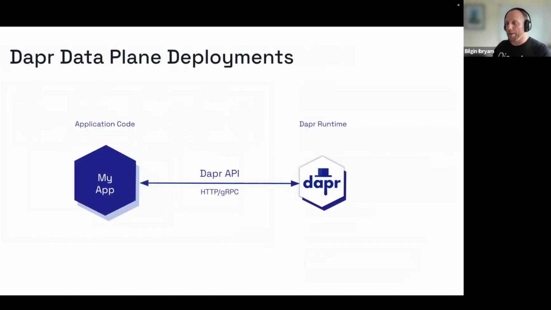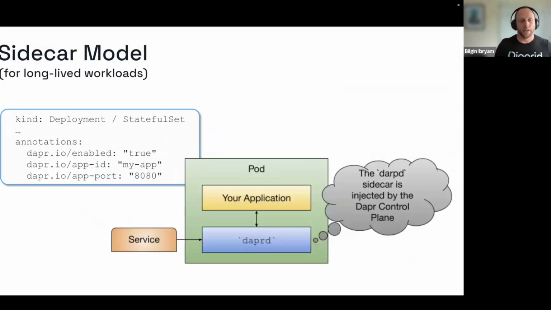And we said that the sidecar is running side by side with your application as a separate process, but there are different ways to do that. The most popular one today is the sidecar model. So if you are running an application as a deployment, as a stateless application on Kubernetes or as a stateful one, it doesn't matter. The way to add Dapr as a sidecar is you just annotate your Kubernetes resource, and the Dapr injector will make sure there is a sidecar next to your application.